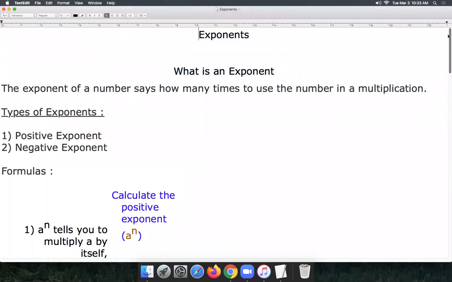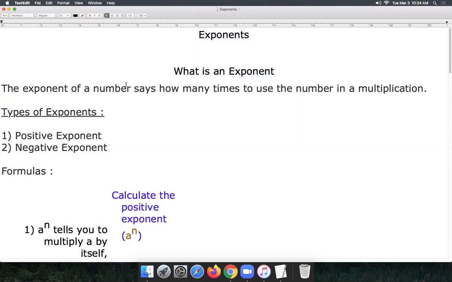So what is an exponent? The exponent of a number says how many times to use the number in a multiplication. How many times am I going to use a number in a multiplication? For example, if I have 8 squared, 8 to the power of 2, it's going to be 8 into 8.